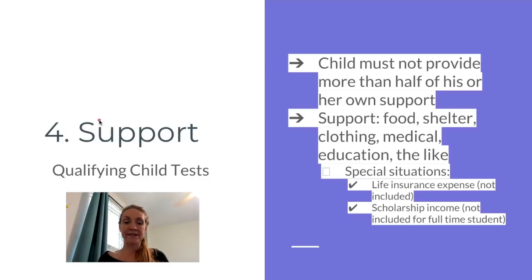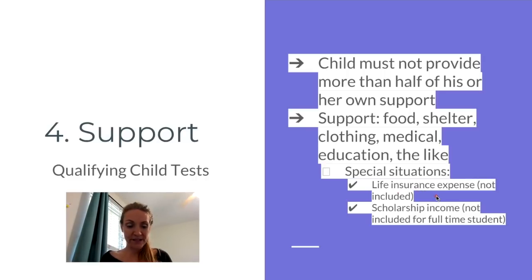Now the support test. For the qualifying child, the support test means that the child must not have paid more than half of his own support. This is a more lenient requirement than the support test that we have under qualifying relative. So this includes food, shelter, clothing, medical, education, and the like. Basically what you have to do is list out all support, add it all up, and see if the child pays more than half. If so, they don't qualify under the qualifying child rules.